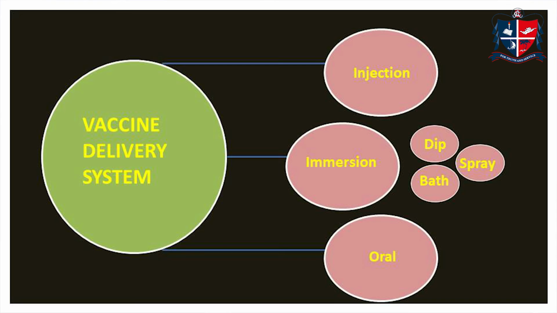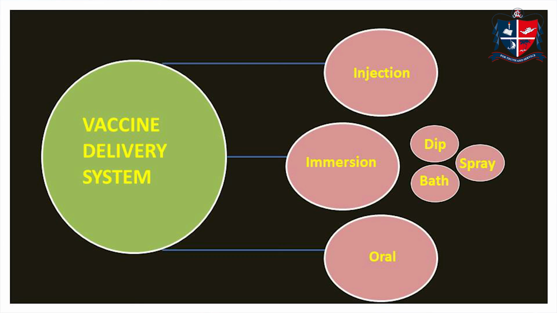The second method is immersion. The method of immersion is mainly used in fish fries, and the immersion is carried out through dip vaccination, bath vaccination and by the method of spraying. In dip vaccination, the fish fries are dipped in a highly concentrated vaccine solution for about 30 to 60 seconds. In bath vaccination, compared to dip vaccination, it will take a little more time and a less concentrated vaccine solution is used. And apart from these two, spraying is also used.